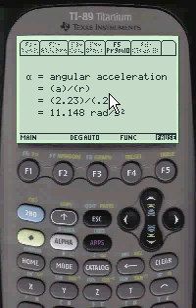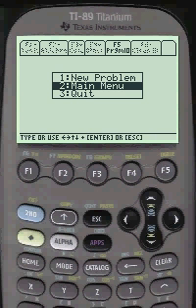And the angular acceleration we can convert from linear to angular by doing these calculations. The linear divided by the radius, 11.148 radians per second squared. So there you have it.